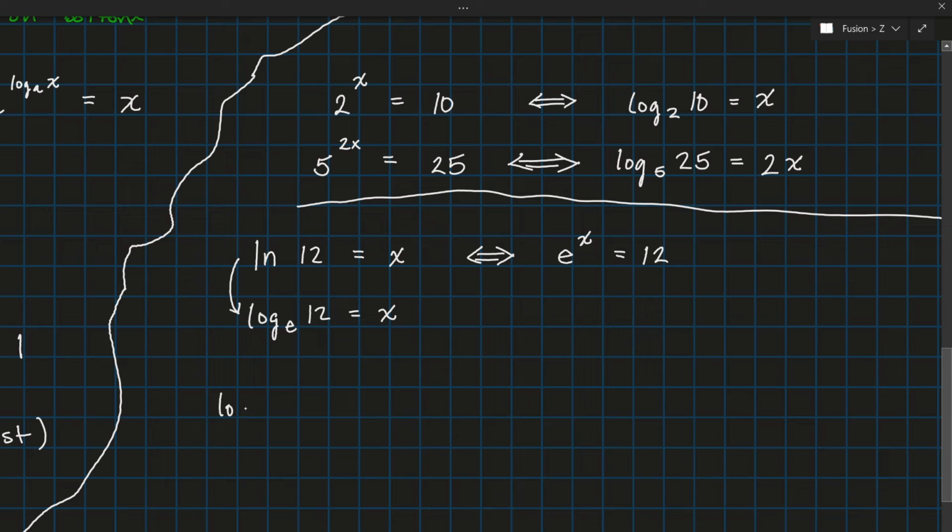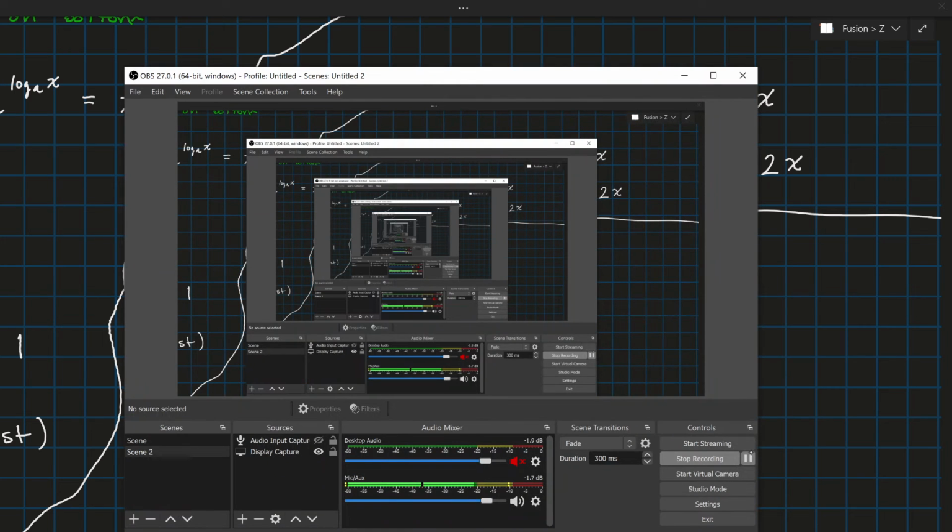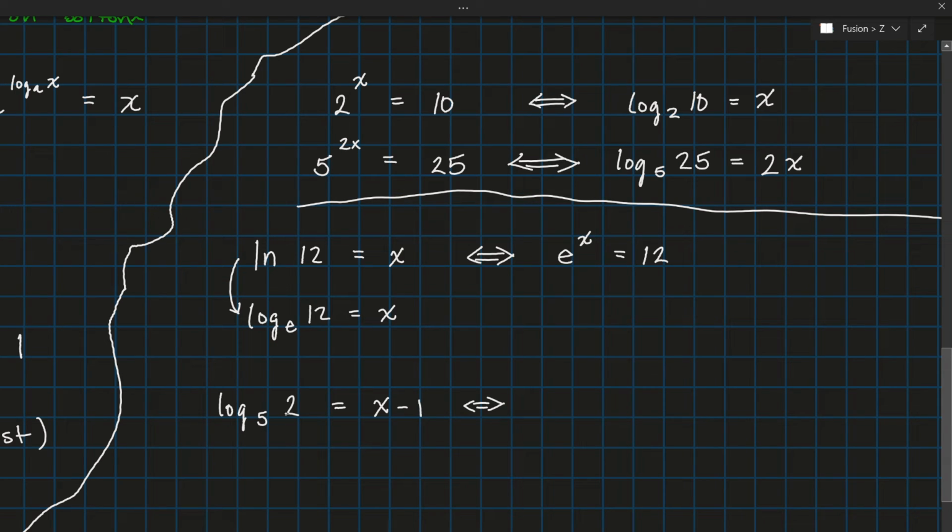Okay, let's do another one of those. Say log base 5 of 2 equals x minus 1. We're converting that to exponent form.